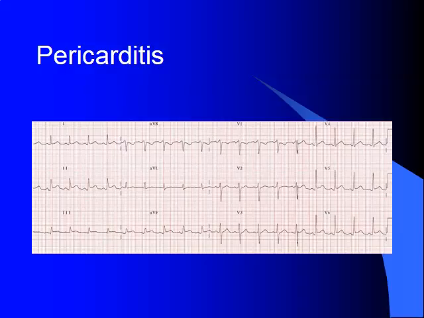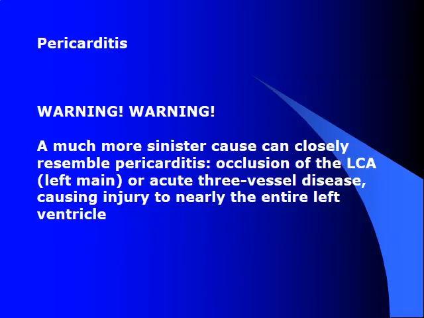You have the same findings: diffuse ST elevation throughout, PR depression throughout, in pretty much all leads except aVR and V1, where you do have some ST depression. So that's a pretty common finding in pericarditis. There is a caveat to looking at pericarditis. It's generally pretty easy to pick up, but we do need to be very cautious.